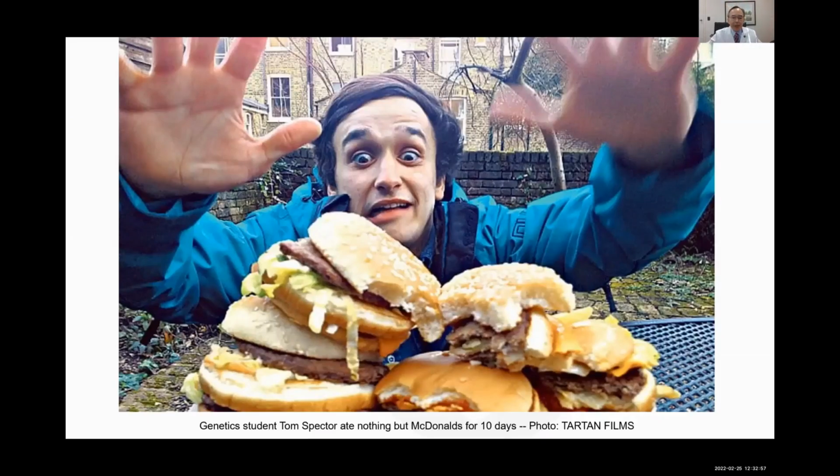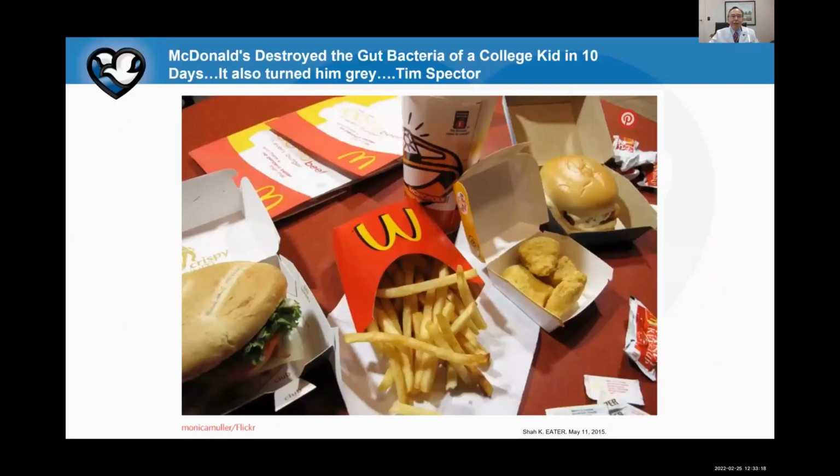Well, Tim Spector is in one of the books I've referenced to you, The Diet Myths. Tim had a son, Tom, who was a genetics student who'd really been eating a great diet, and his father challenged him to a McDonald's diet for 10 days. And McDonald's destroyed the gut bacteria of Tom. In only 10 days, he turned gray and ashen.